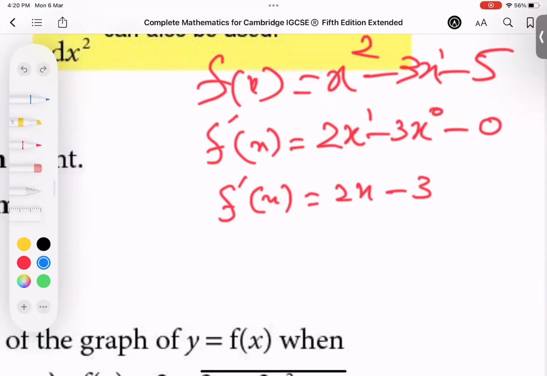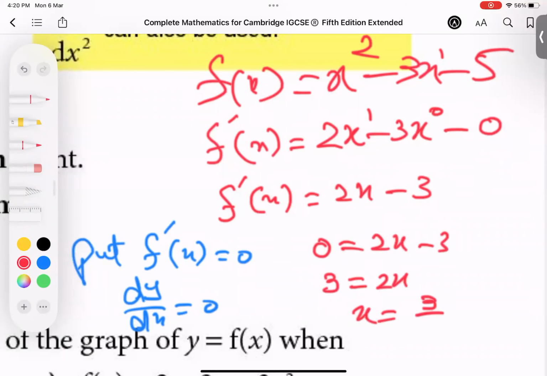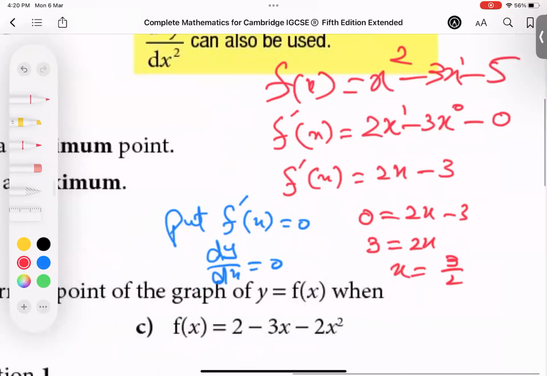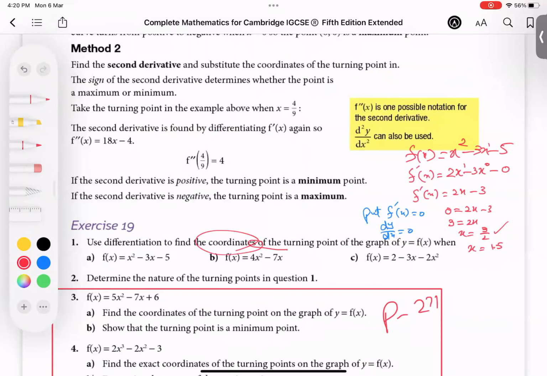I will now put f dash of x equal to 0, or dy over dx equal to 0. Same story. So when I put 0 here, I will get x from here. 3 will go to this end and become positive 3, and x becomes 3/2, or I can say the x value is 1.5, but 3/2 is the priority. But what was he asking? Find the coordinates of the turning point.